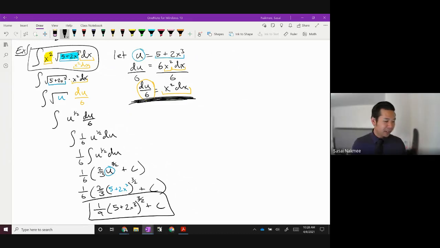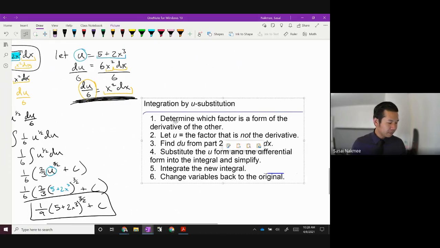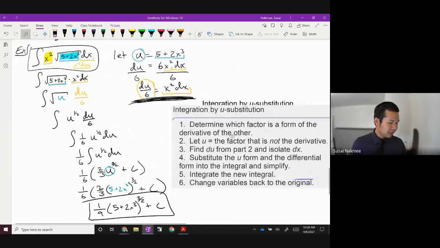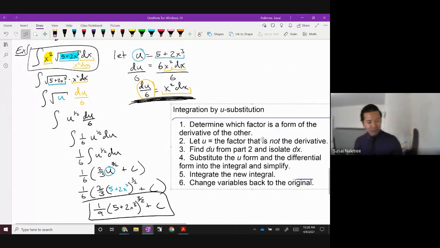Here's what I want you guys to take from this. These are the steps for doing u substitution. It can be broken down into 6 steps. First one up, determine which factor is a form of the derivative of the other. That's what we did up here.